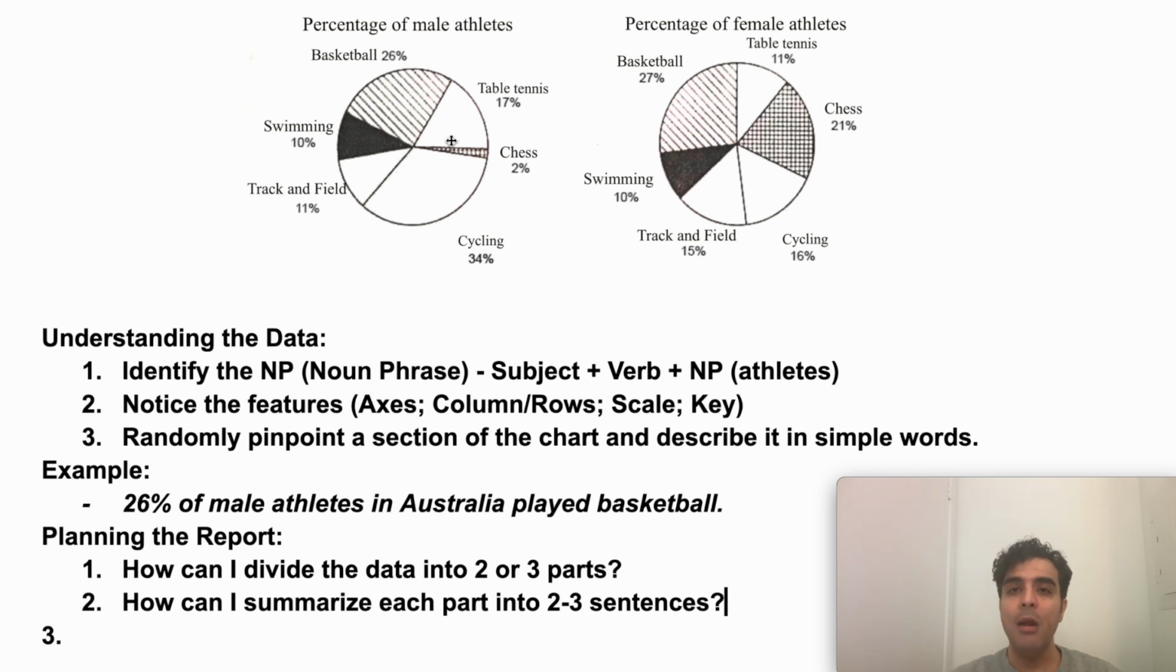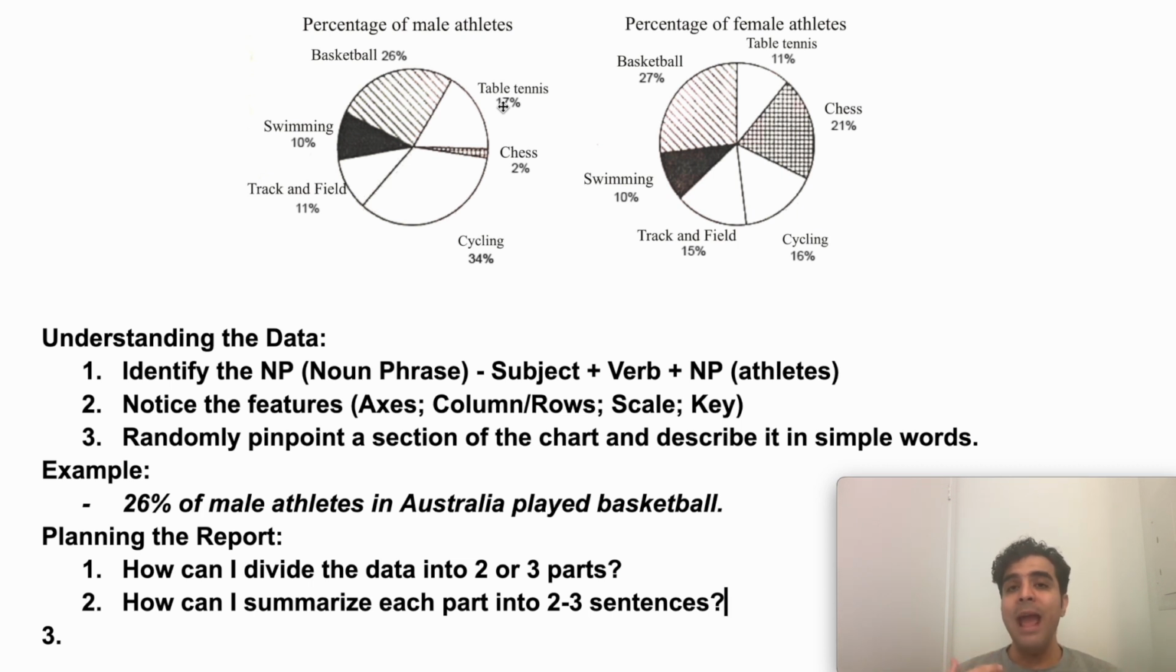In the first paragraph, if I write 1 sentence for basketball, 1 for swimming, 1 for track and field, 1 for cycling, 1 for chess, and 1 for table tennis, I will have written 6 sentences. And I'll probably have to do the same, right? Because I can't write 6 sentences describing the percentage of male athletes, but only 2 sentences for females. That way, I will not have balance across my paragraphs. So I need to have the same number of sentences in my paragraphs.